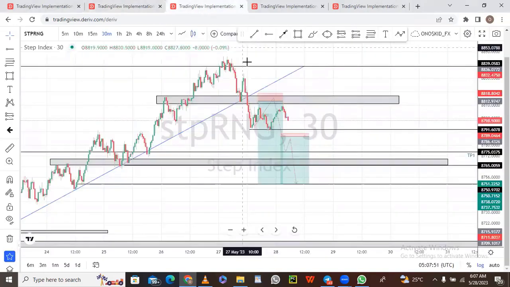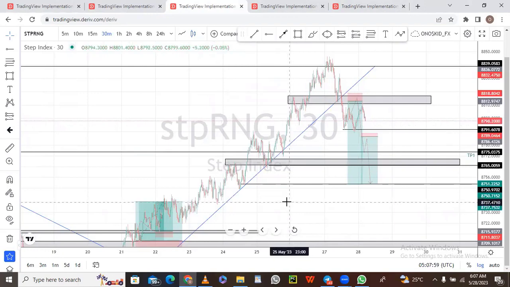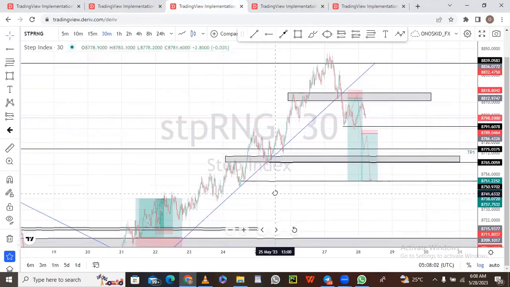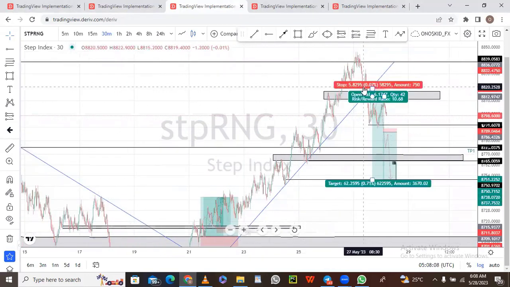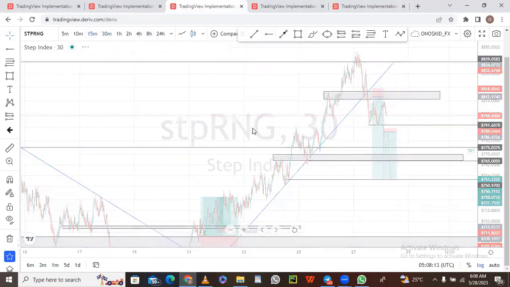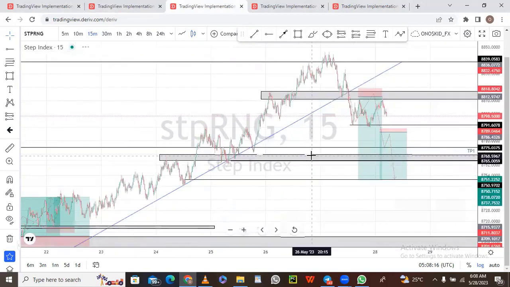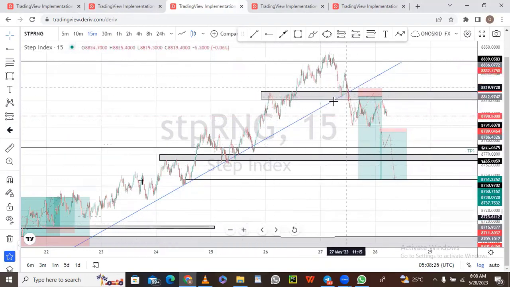All right, this is on step index. Step index has been moving in the upward direction, creating a series of higher highs and higher lows. But then we have a break of trend line and a break of structure on the 30 minutes. If scaled down to the 15 minutes, you can see that break of structure very visible. Look at how bullish the market is, and the moment this trend line was broken, there was a structure shift.